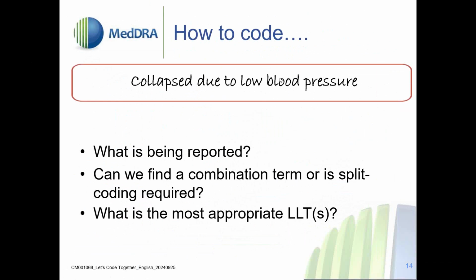So let me show my screen now, share it. And we will start the session with 4 examples we couldn't cover in our session in May. Our first verbatim describes a collapse due to low blood pressure. So is it clear what happened to the patient, what is described by the verbatim? And can we find an appropriate combination term, perhaps, for this condition, or is split coding required? And what would be the appropriate LLT or LLTs?